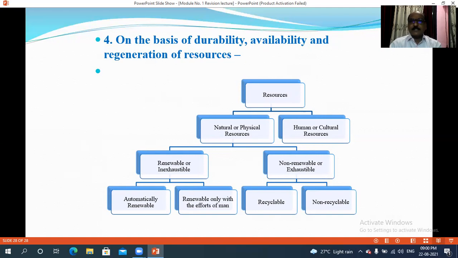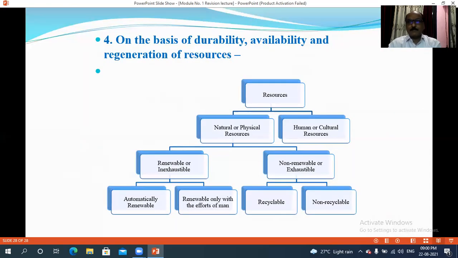Then second, non-renewable resources. These are again further subdivided into two types: recyclable resources and non-recyclable resources. So this is the classification of the natural resources. But dear students, because of human development and the utilization of resources for different purposes, most of the resources are depleting on the surface of the earth. So there is a need to conserve those resources.